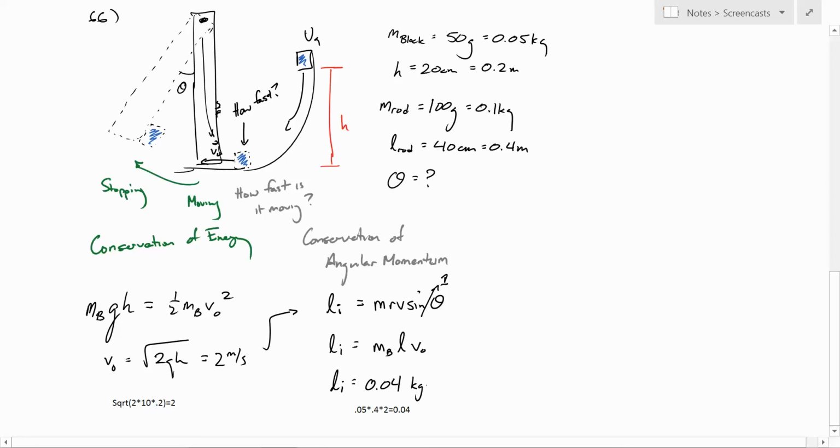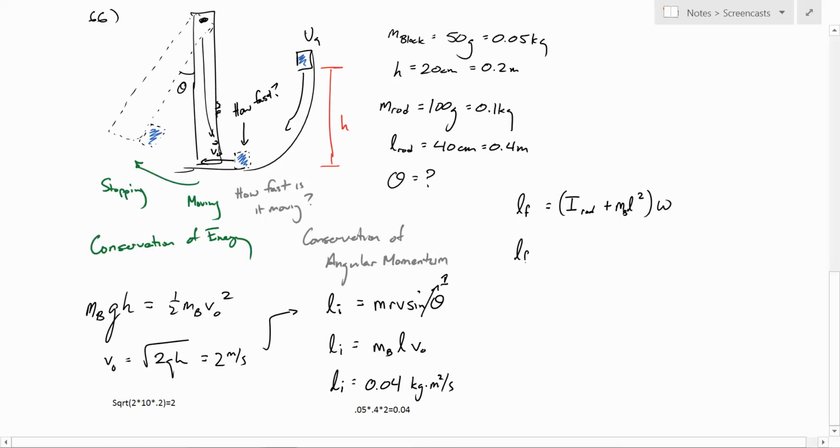And that's kilograms meters squared per second, right, because it's angular momentum. So then I need to figure out what the final angular velocity of the rod-block conglomerate is. So L final, since I now have a rigid body, will be I of the rod plus a nice m l squared term for the block, times omega. I want omega because I'm then going to talk about my rotational kinetic energy, which gets used up.